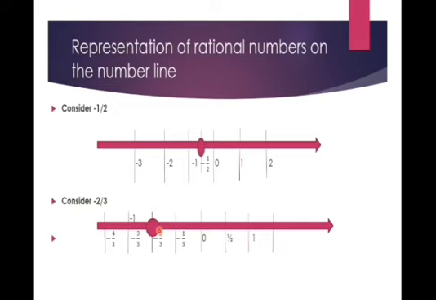One thing, if you consider a positive rational number, we partition the portion between 0 and 1. In the case of a negative rational number, we partition the portion between 0 and -1. Isn't it?